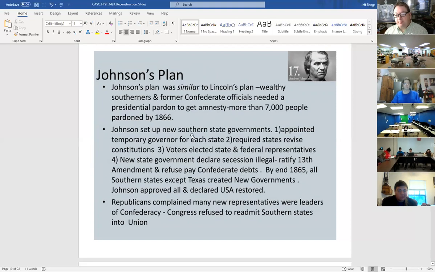His plan would set up new state governments in each state, in which the North would appoint a governor for each state. The states would have to revise their state constitutions, and the voters in each state would elect their representatives. Also, the new states had to ratify the 13th Amendment, which, remember, freed all the slaves.